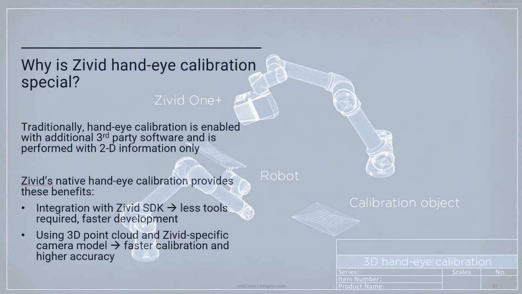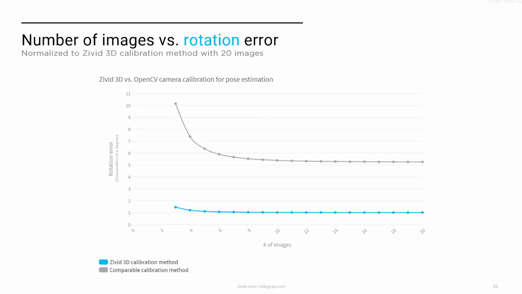Because it's of higher accuracy, you're going to be more accurate. You're also going to be able to calibrate faster with less images because you're getting more information from each point cloud. So those are the two big reasons why we believe our hand-eye calibration is superior to anything else out there.